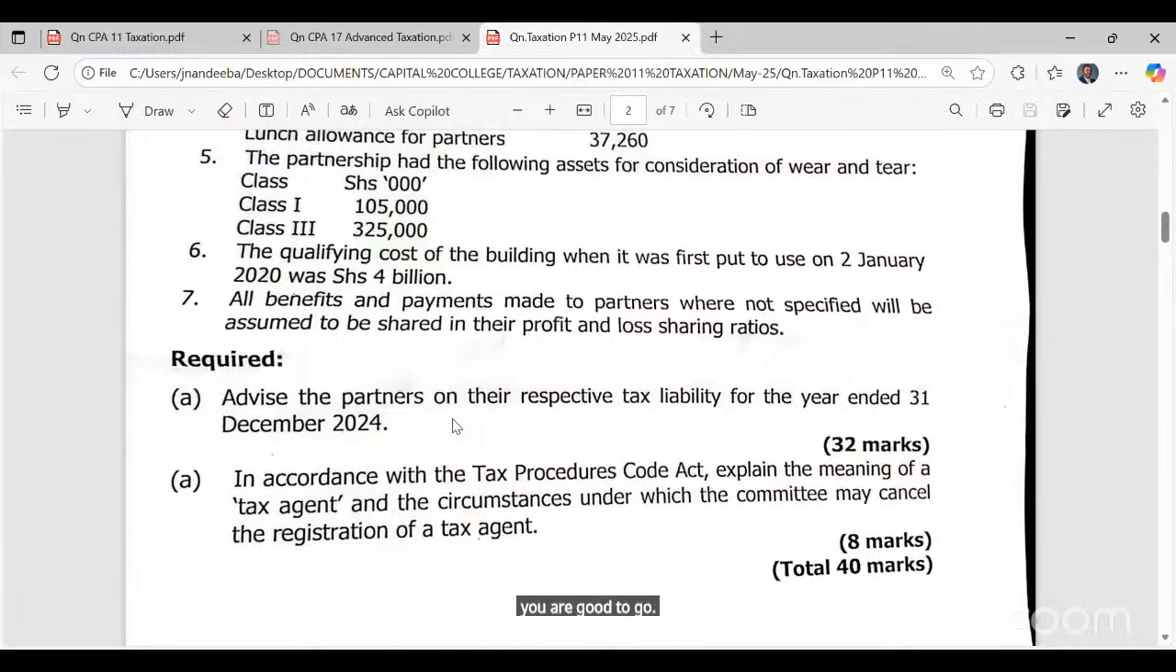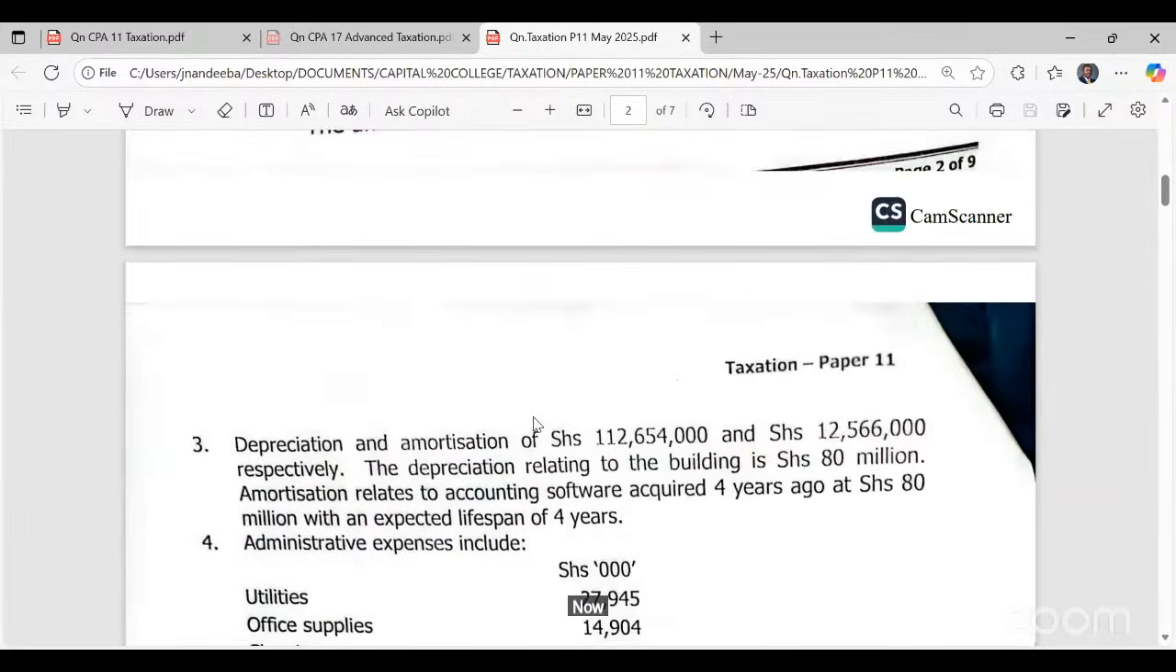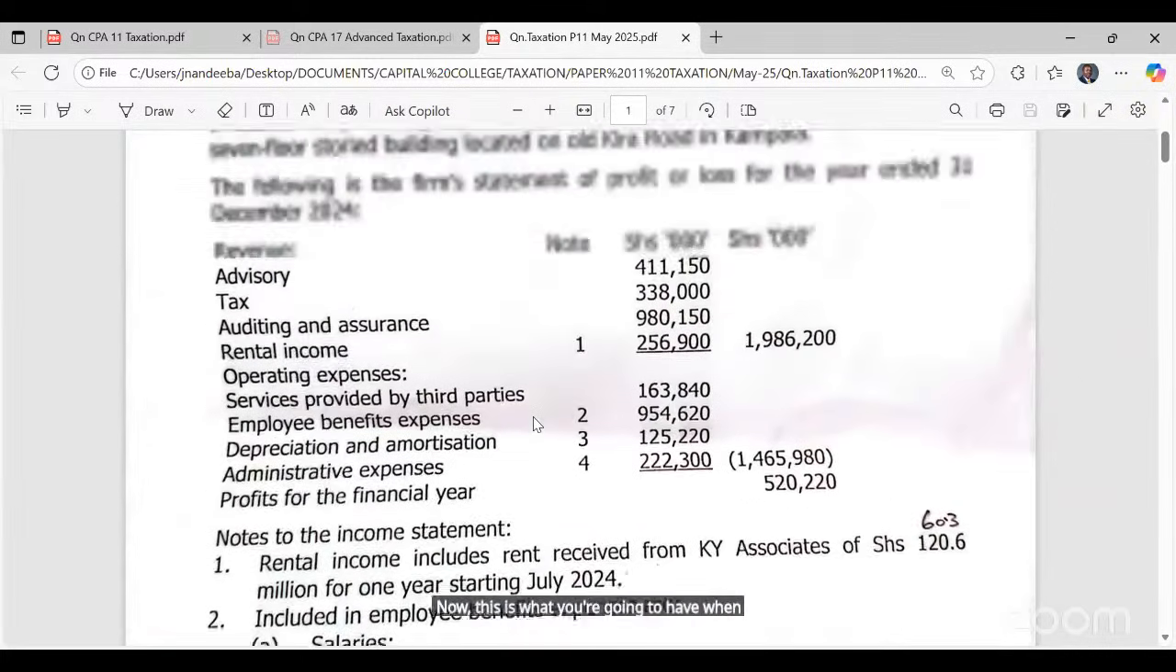Number one, determining the chargeable income of a partnership. Number two, determine the distributable profits or losses of the partnership. Number three, determine the chargeable income of each partner. And finally, determine the tax payable of each partner. Now, this is what you're going to have when you're examined on a partnership number.